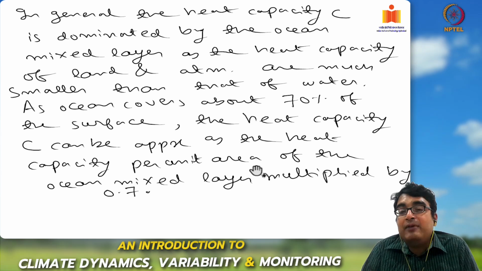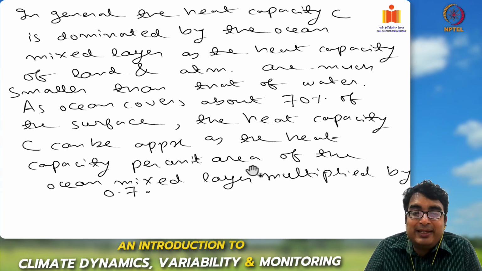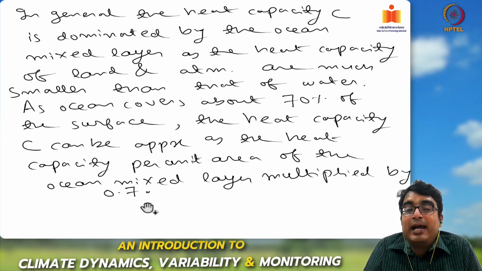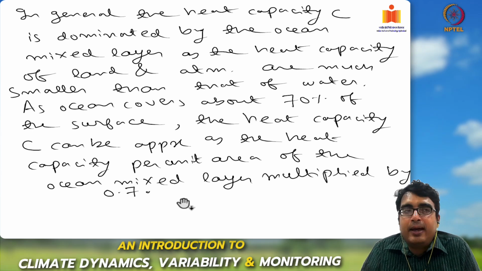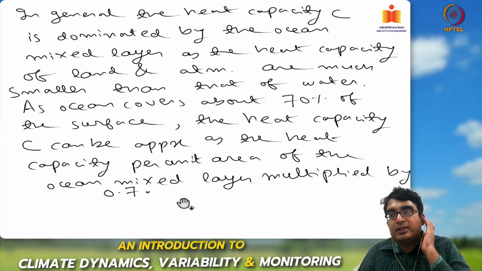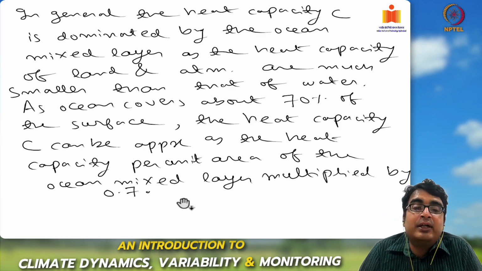Hence, as a simplifying approximation, we can approximate the value of the heat capacity as the heat capacity per unit area of the ocean mixed layer multiplied by 0.7. So we are assuming that the land and the troposphere contribute very small amounts to the total heat capacity, and hence it's the oceanic mixed layer, which is 70% of the surface, that is contributing the entirety of the total heat capacity.